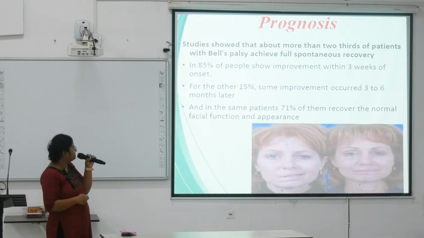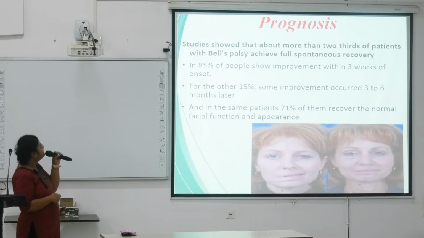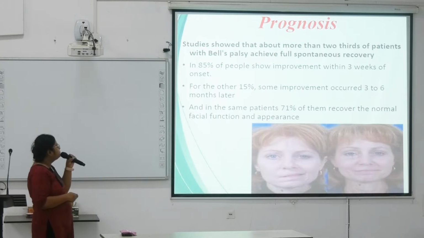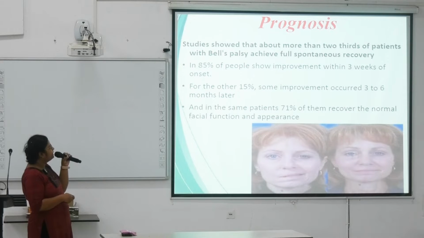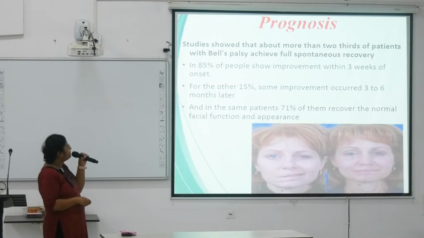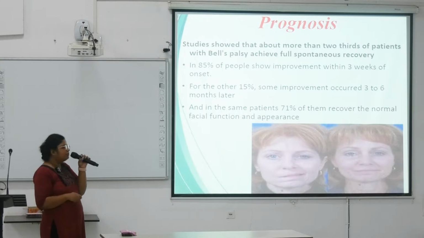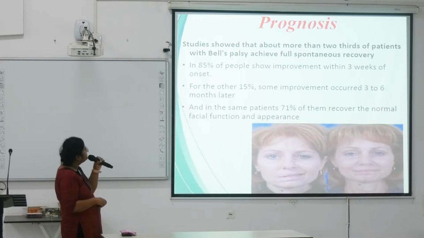Next, what is the prognosis? Studies show that more than two-thirds of patients with Bell's palsy achieve full spontaneous recovery. In 85% of people, improvement shows within 3 weeks of onset, and in the other 15% some improvement occurs between 3 to 6 months later. And in the same patients, 71% recovered normal facial function and appearance. So this is the recovery rate, the prognosis of Bell's palsy.